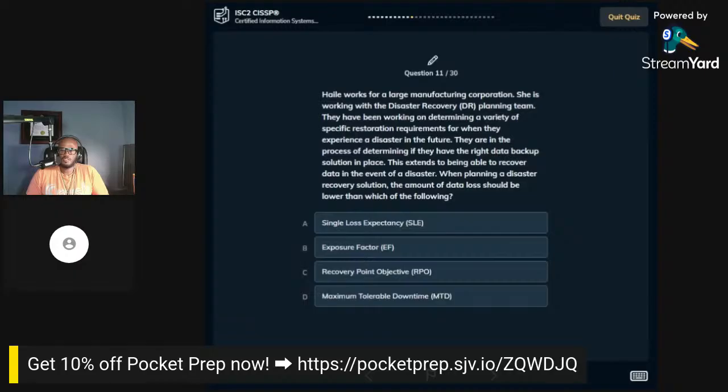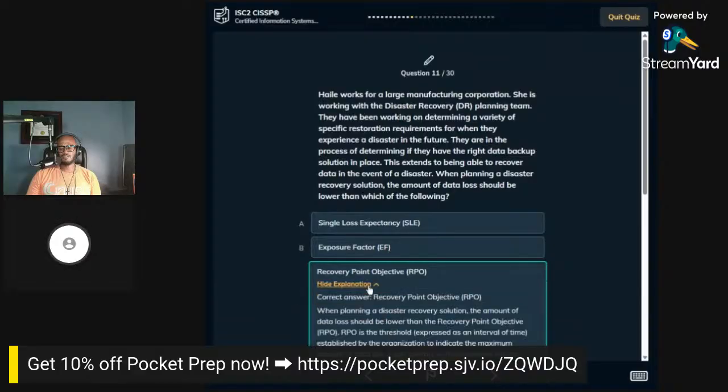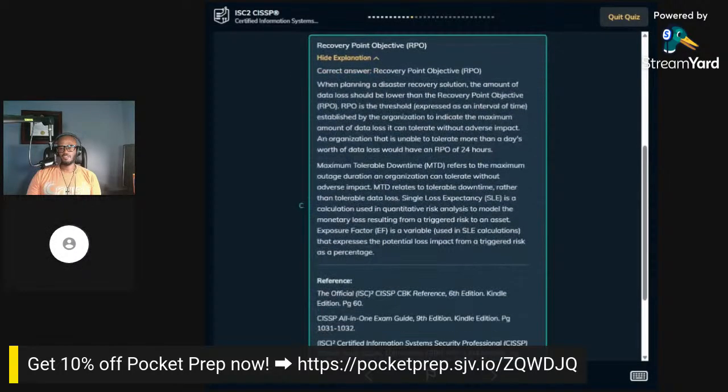So this extends to being able to recover data in the event of a disaster. I almost want to say Delta. I was gonna say, take A and B out because that's dealing with quantitative. I don't think it's going to be Alpha. So it'll either be the recovery point objective or the maximum tolerable downtime. I think I'll go with D. Oh, it was RPO. All right, 50-50.